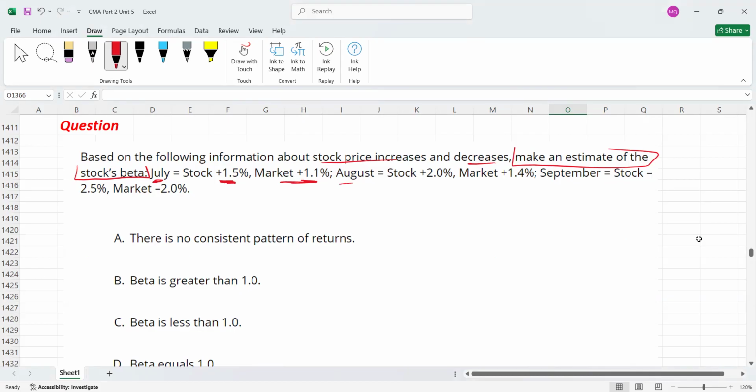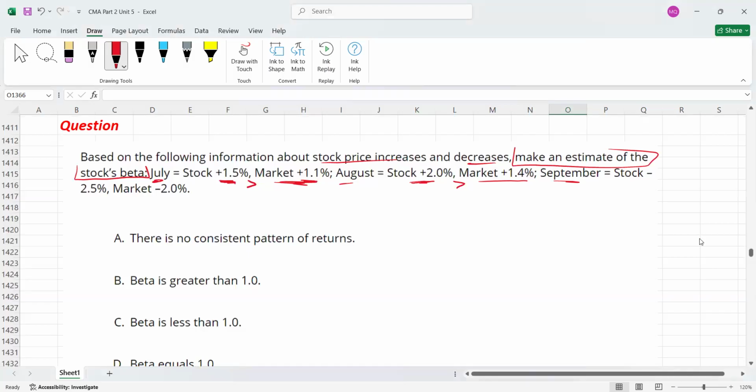Then in August, what happened? The stock price has increased by 2% and the market has increased by 1.4%. Again, the change in stock price is greater than the change in market. So here is also the same story. In August, same story. The change in stock price is greater than the market. Then in September, what happened?